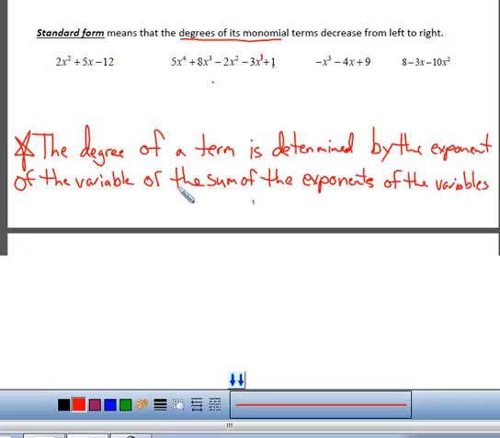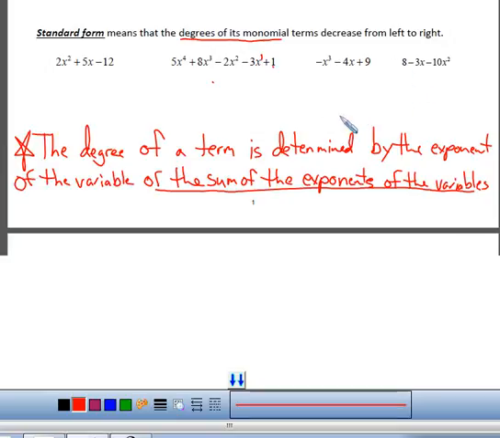This last part has to do with if there's more than one variable and what you do with their exponents to figure out the degrees. Alright, so let's go back up here to the example that was not written correctly.